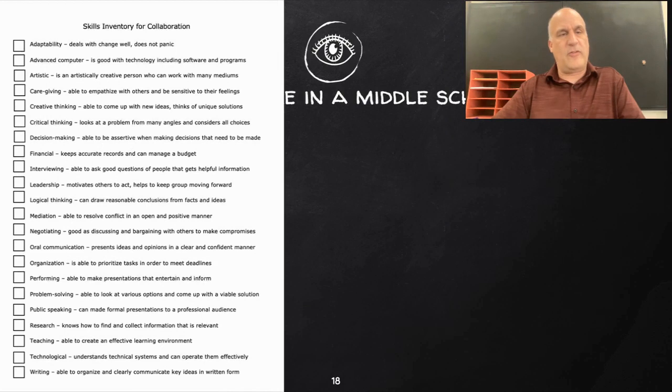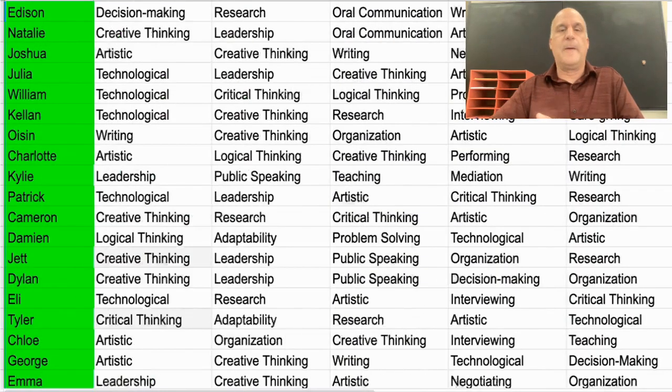I give this student skills inventory to them at the very beginning of the year, about a quarter of the way through the year, and then a little bit later as well, because this might change as they develop more skills. And so then I take these skills when I go to group them. So this is for flexible grouping.